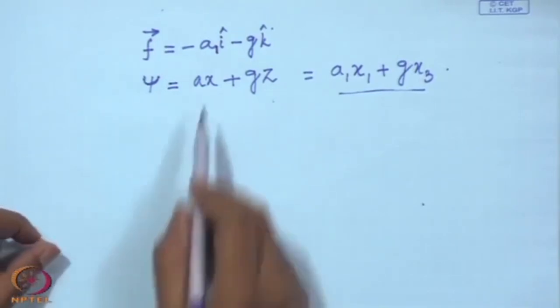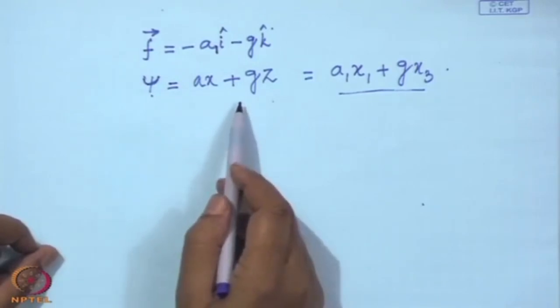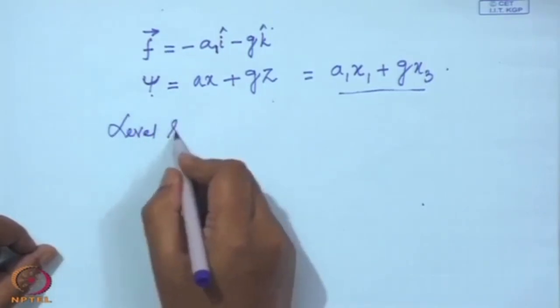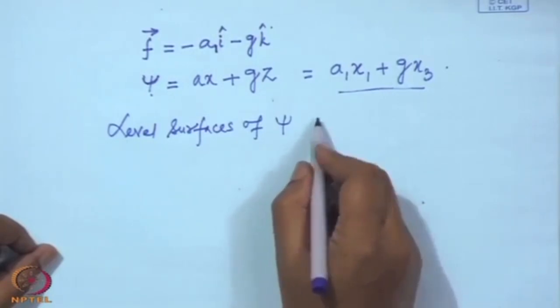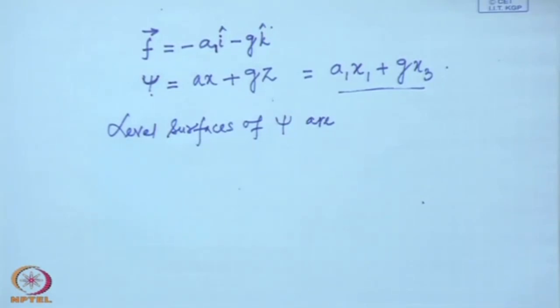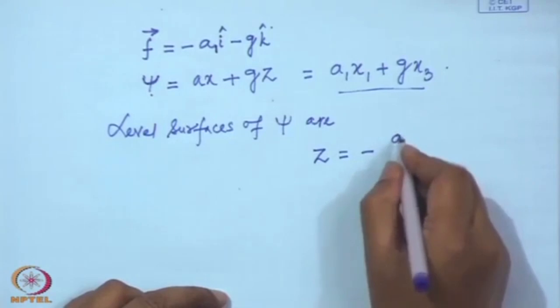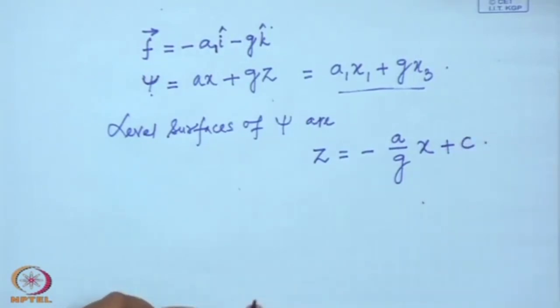Now, from here you can find out what is the level surface of psi. This gives a level surface of psi. What are the level surfaces of psi? A x plus g z equal to constant, that is the level surface. And what is that? So, z equal to minus a by g x plus any constant. These are the level surfaces of psi.